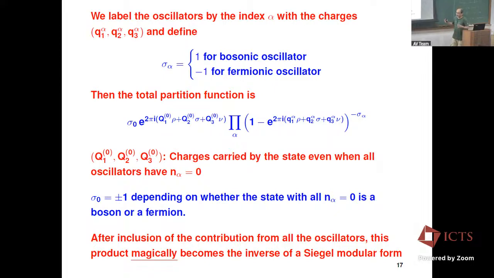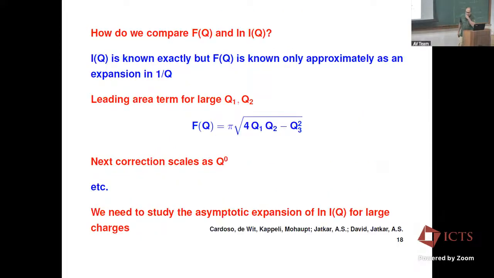So what you do is collect all the oscillators and take the product, which is this expression, and then you find that, magically, this product becomes the inverse of a Siegel modular form, precisely the kind of Siegel modular forms that I described earlier. So now we come back to the original problem. We have to compare f of q and log of Iq.